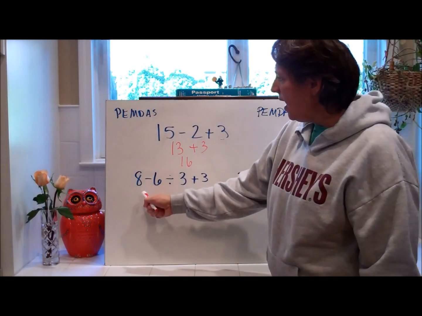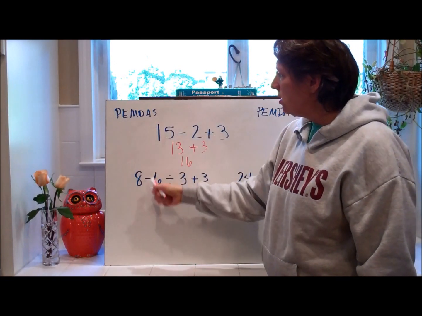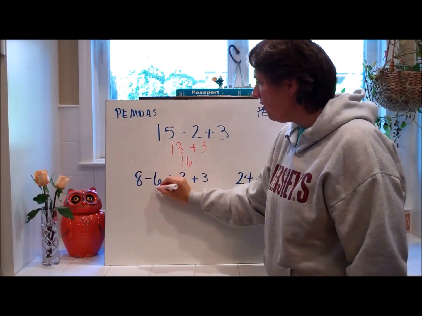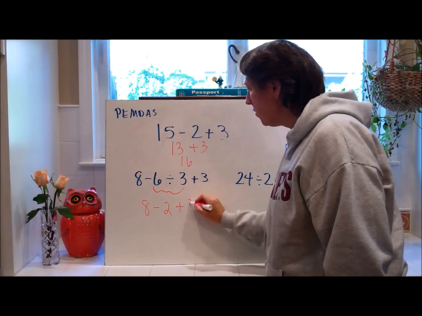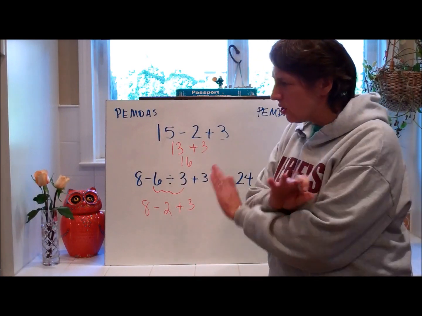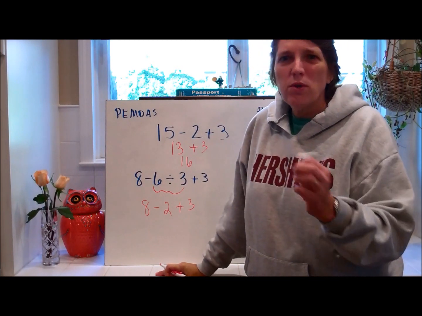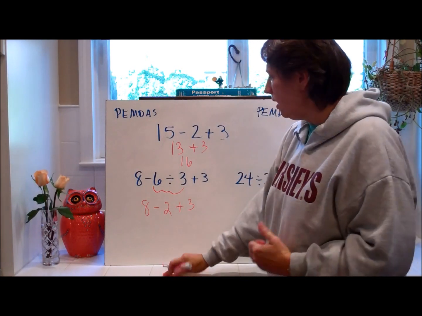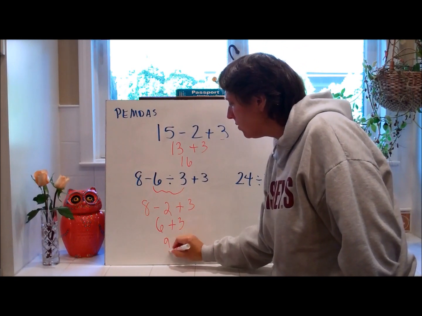Now, let's read this. 8 minus 6 divided by 3 plus 3. There's no parentheses, there's no exponent, there is division. So we do the division first. So we're going to go 8 minus 2 plus 3. We do not then do addition first. No, because addition and subtraction allows us to go backwards and forwards. Neither one is more important than the other. So we go left to right. So we go 8 minus 2 first. 6 plus 3, the answer is 9.